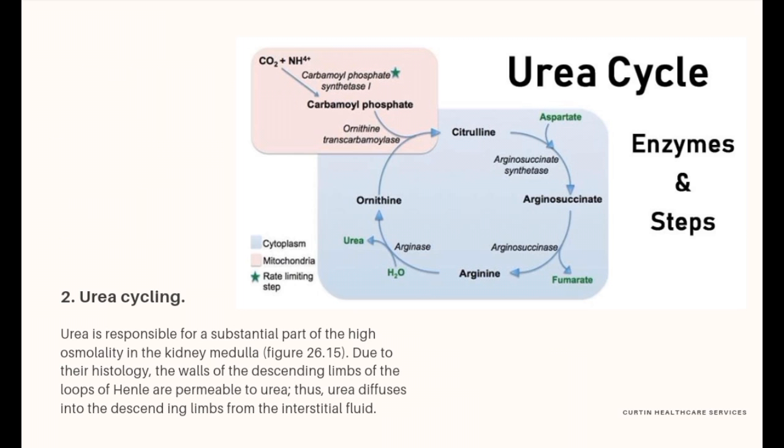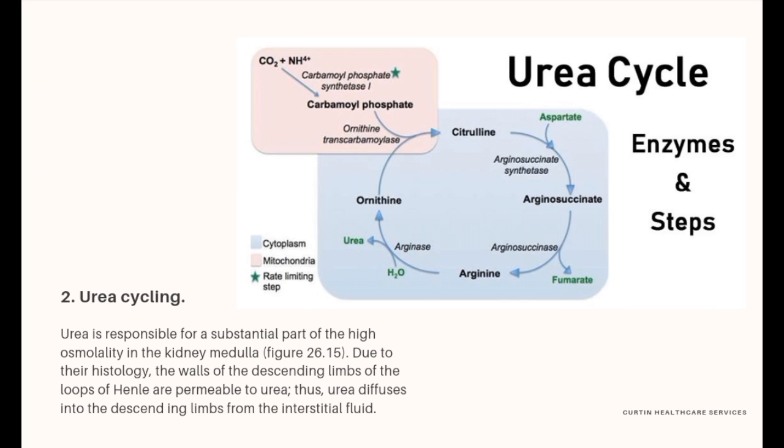So let us proceed to number 2, the urea cycling. Urea is responsible for a substantial part of the high osmolality in the kidney medulla. Due to their histology, the walls of the descending limbs of the loops of Henle are permeable to urea. Thus, urea diffuses into the descending limbs from the interstitial fluid.